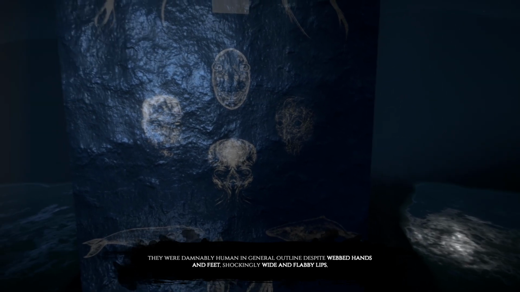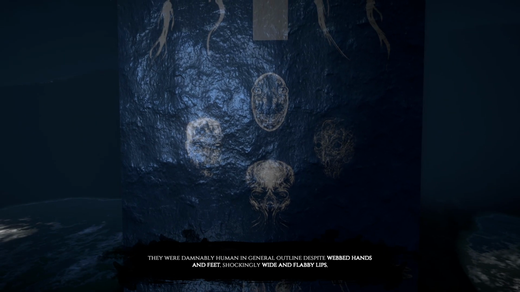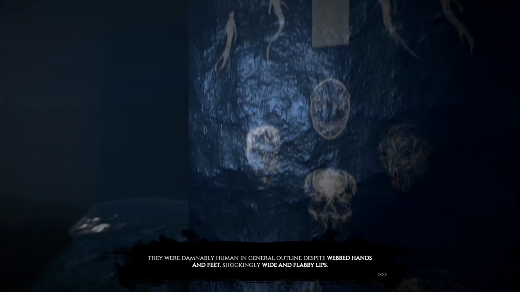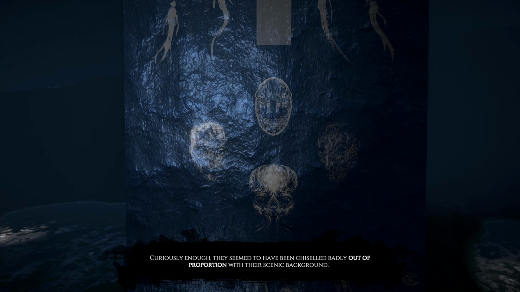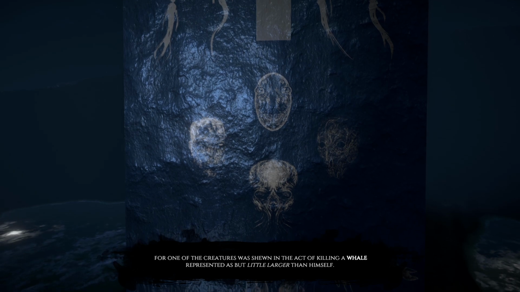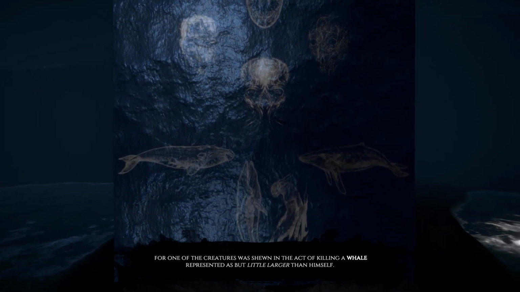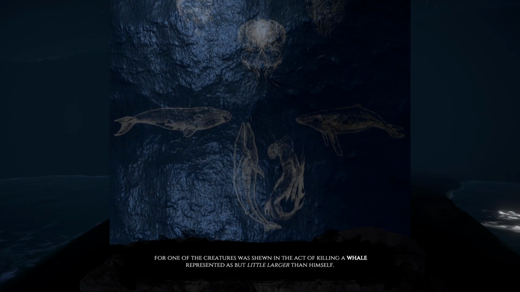They were damnably human in general outline, despite webbed hands and feet, shockingly wide and flabby lips, glassy, bulging eyes, and other features less pleasant to recall. Curiously enough, they seem to have been chiseled badly out of proportion with their scenic background, for one of the creatures was shown in the act of killing a whale, represented as but little larger than himself.